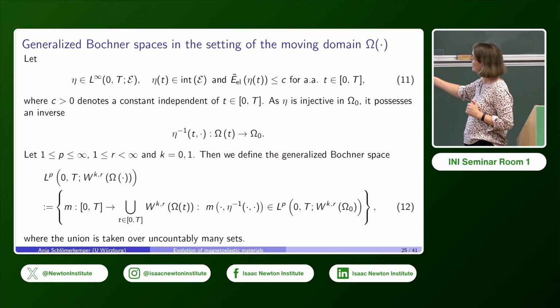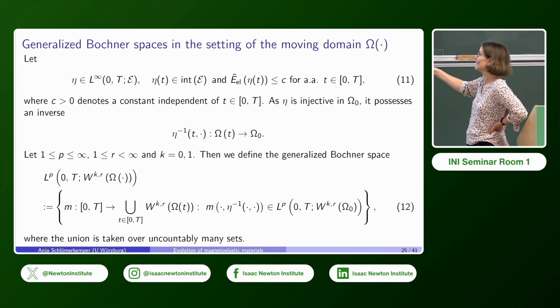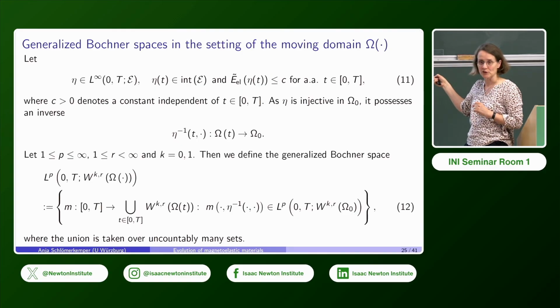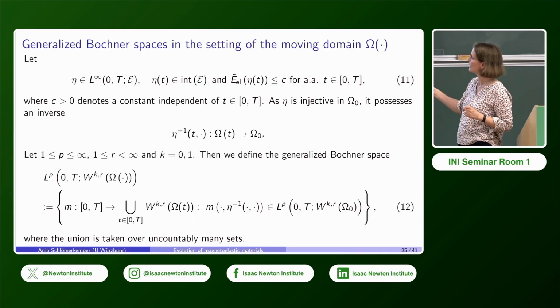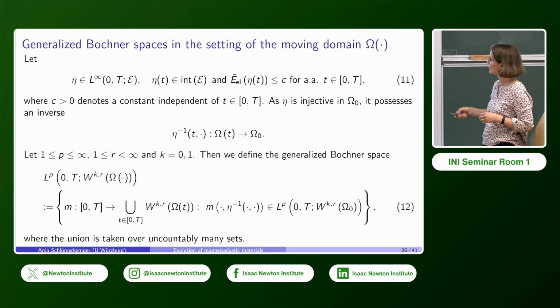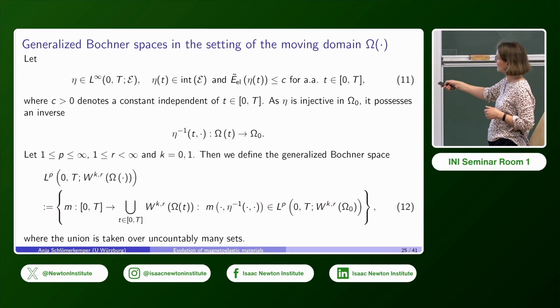Before we get there, let me say again that we have these deformations, eta, in L infinity 0 to e. We know that eta of t is in the interior of this set E, and we have a finite elastic energy. Moreover, since eta is injective in omega 0, we have an inverse function, eta to the -1 at this time t, mapping to omega 0. So for each time t, we can define this function. And this function we use down here.